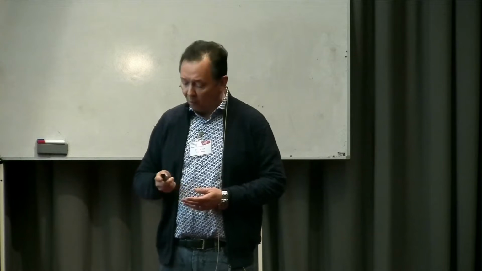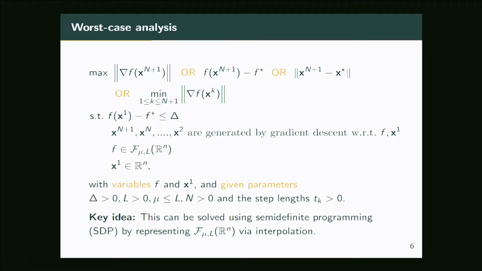So we would like to transform this optimization problem into something more tractable. And then the key idea is that this can be reformulated as a semi-definite programming problem, which is tractable, by representing this function class via interpolation. So somehow we're going to bring this infinite dimensional space down to finite dimensions by changing this membership problem into an interpolation problem.